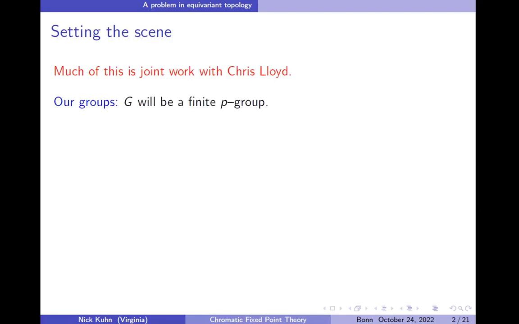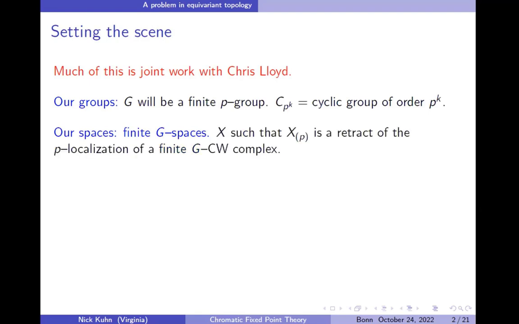So groups. Groups are all going to be P groups in this talk, finite P groups. If a cyclic group comes up, it will be written like that, cyclic group of order P to the K. Okay. If I talk about finite G spaces, what do I mean? How about something like this? A space whose localization at P is a retract of the P localization of a finite G-CW complex.